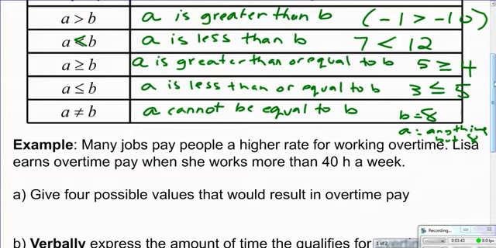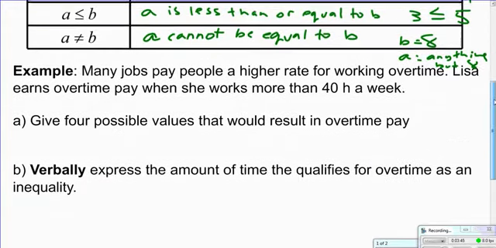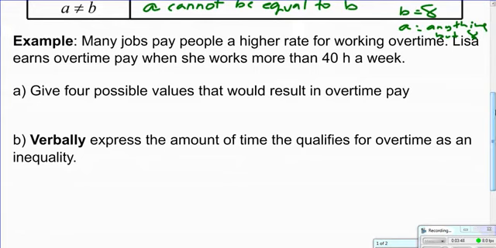Okay, so just a quick example. It says many jobs pay people a higher rate for working overtime. This is pretty common unless you're on a salary job. But for your guys' first kind of jobs, you would be working hourly, so you would get overtime. In this case, Lisa earns overtime when she works more than 40 hours a week, and that's pretty normal. So give 4 possible values that might result in overtime pay. Well, if she works 40.5 hours, that's more. So if she works that many hours total, 0.5 hours of that would be overtime.